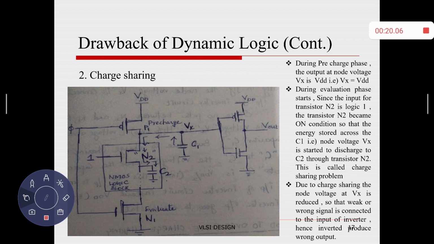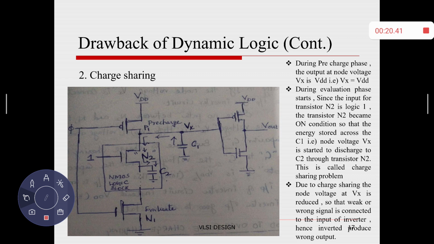The second drawback is charge sharing. For example, between VDD and VSS is a dynamic logic, and the output of the dynamic logic, at node Vx, is connected to the input of an inverter circuit. During pre-charge, only transistor P1 is connected and N1 is disconnected. So the voltage at node Vx is approximately equal to VDD, 4.7 to 5 volt. I call it a strong logic 1 signal.